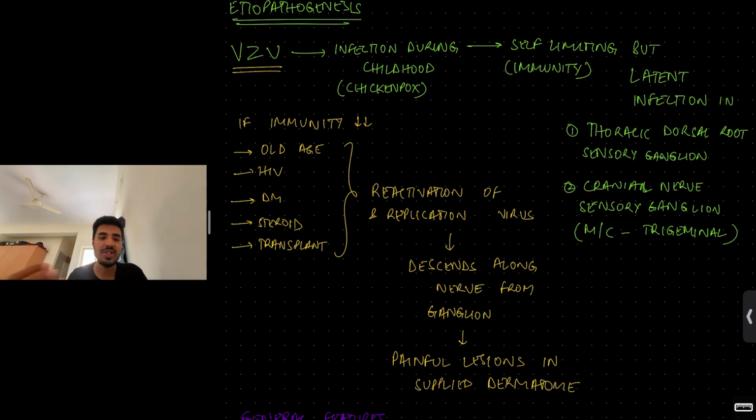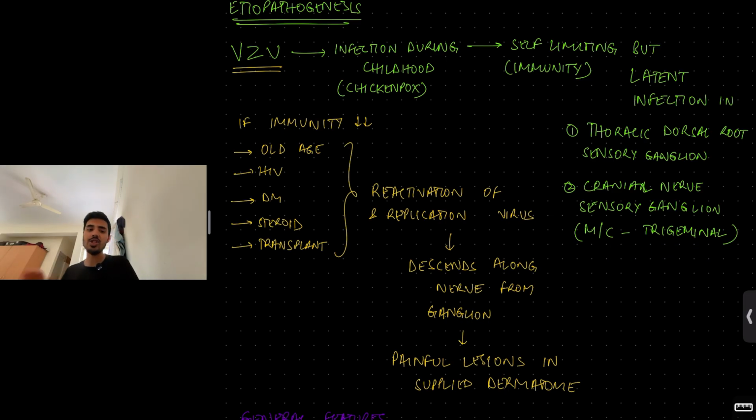Normally, this infection is contracted during childhood. So, a child gets chicken pox. But immunity is good, so it is a very self-limiting infection. Chicken pox goes away, but varicella zoster virus establishes a latent infection. Where does it like to go? It likes to go to the thoracic dorsal root sensory ganglion, and the cranial nerve sensory ganglion. And under cranial nerve sensory ganglion, most important is the trigeminal nerve ganglion.